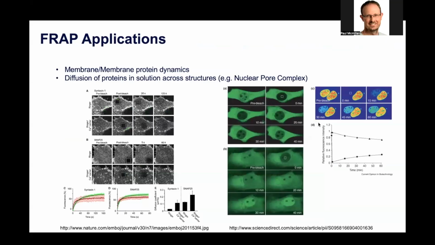Some example applications here are looking at membrane or membrane protein dynamics. So here we've got syntaxin 1, which is selectively bleached, and then we're looking at recovery over time. Same thing with the SNAP25. We can look at diffusion of proteins across structures. In this case, we're looking at diffusion through the nuclear pore complex. So we're bleaching out the nucleus and looking at recovery of molecules coming from the cytoplasm into the nucleus. Again, we can quantify those using those approaches.